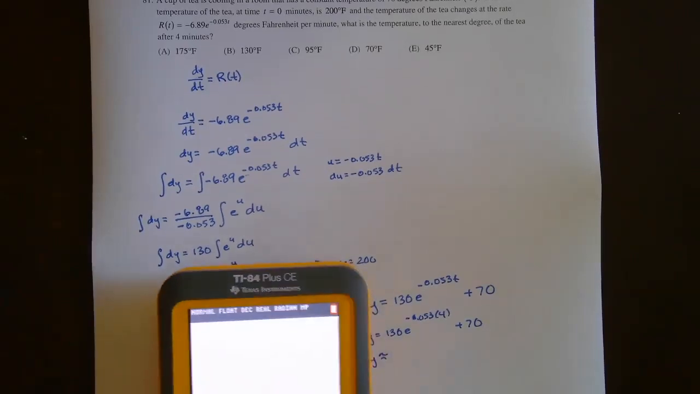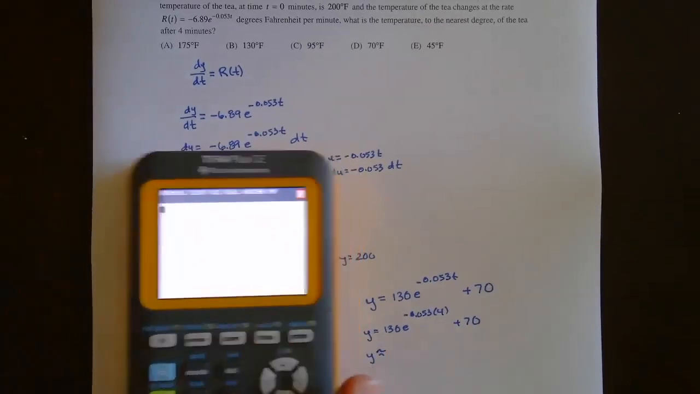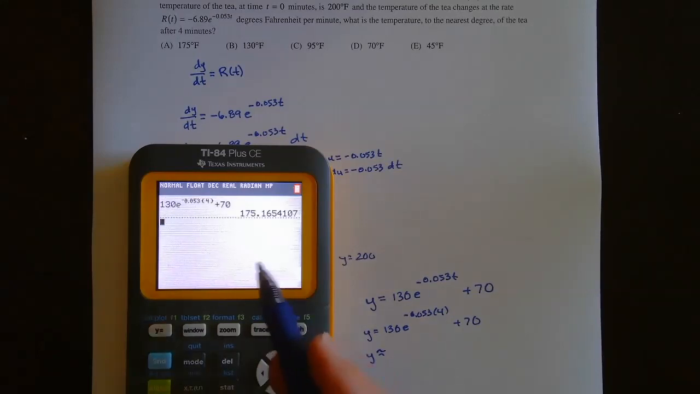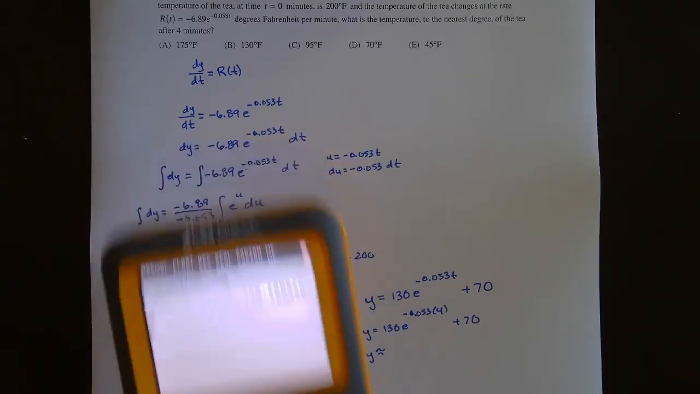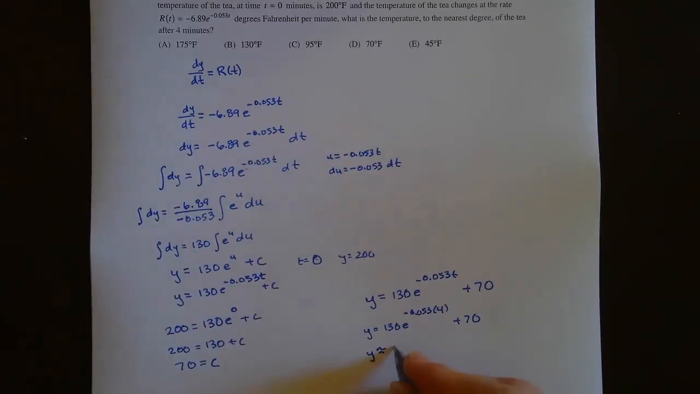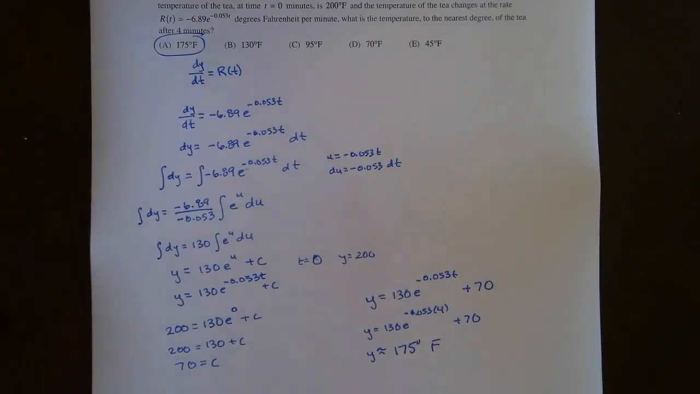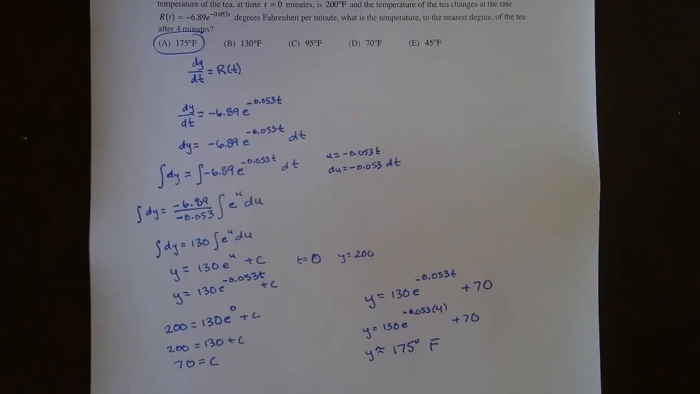I'll just show you real quick. Okay, so it's 130 and then e raised to the negative 0.053 times 4. Come back down out of the exponent and add 70. And to the nearest whole number, it's 175. Okay, so this is 175 degrees Fahrenheit. So that would be answer A. Okay, and that's the answer for number 81.